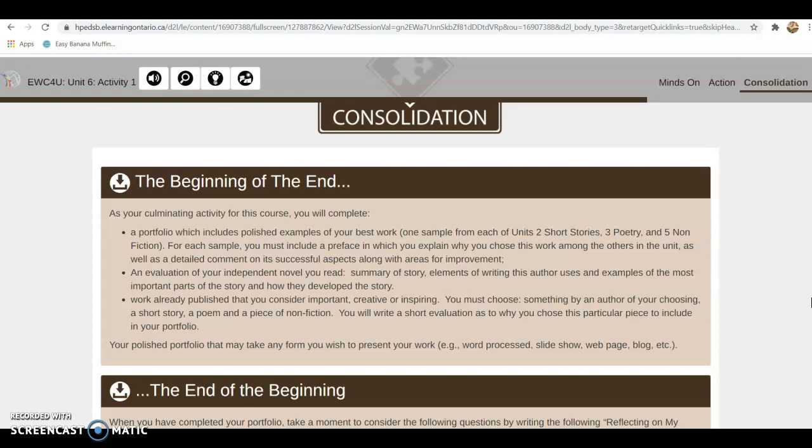So on to the next part is not only choosing pieces to include and writing about them, but you also must decide how you're going to present it. So how are you going to submit it? There's some ideas down here. You could present them in a Google Doc that has many pages. Maybe you want to have a slideshow that has links. Some people like creating a web page or the style of a blog or a vlog. Whatever you would like to do, you are welcome to do that.